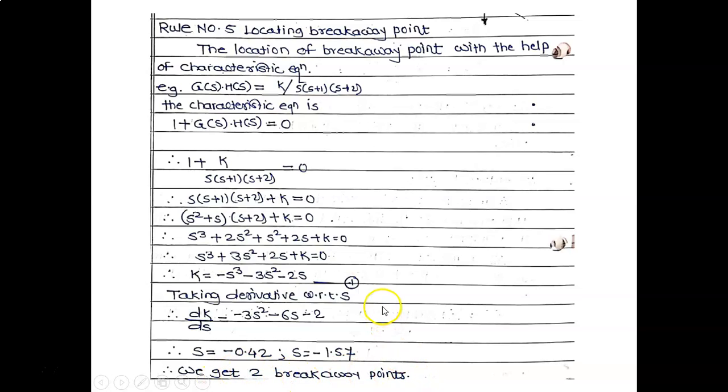Now, always remember these breakaway points should lie in the root locus region only. If the breakaway point lies in a region with no root locus, since there does not exist a root locus there, that point is an invalid point. The breakaway point should lie in the root locus region only.